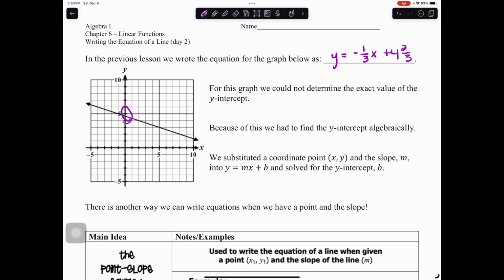So if you recall that, because of this, we had to find the y-intercept algebraically. So we picked a point to use as x and y. We found our slope by counting between 2 points, and we used our slope for m, and we solved for b. So that's what it says there underneath. Substitute a coordinate in, the slope in, and solve for the y-intercept. However, there is another way that you can do this when we have a point and the slope.